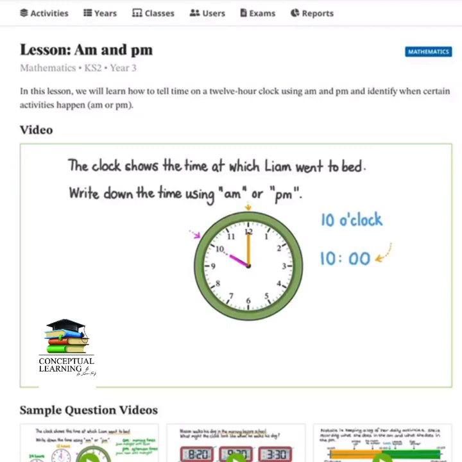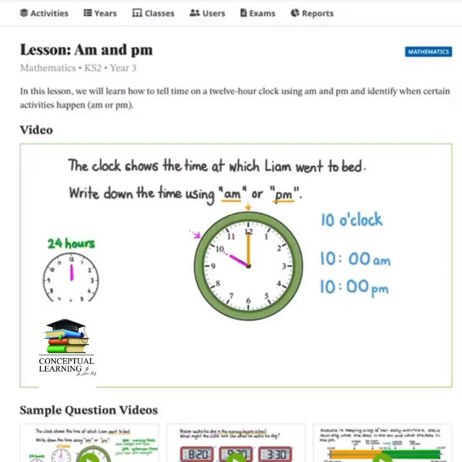Now we could just write the time like this, but our question tells us we need to write it using AM or PM. In other words, the answer to our question is either going to be 10 o'clock AM or 10 o'clock PM. Do you remember what these little letters stand for?